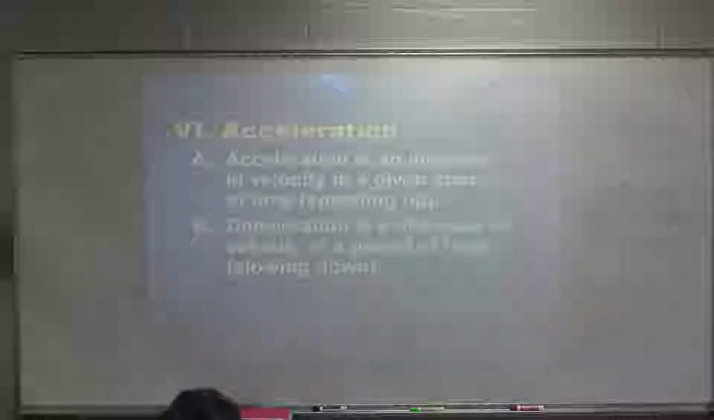Acceleration is an increase in velocity over a certain time period. Deceleration is a decrease in velocity over a time period. Now, listen to me very carefully. Deceleration does not mean negative, and acceleration does not mean positive, because you could have a positive deceleration and you could have a negative acceleration. So this isn't quite as simple as the directions for position or velocity, because acceleration depends on your velocity.